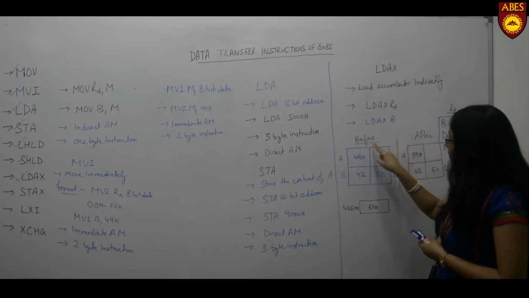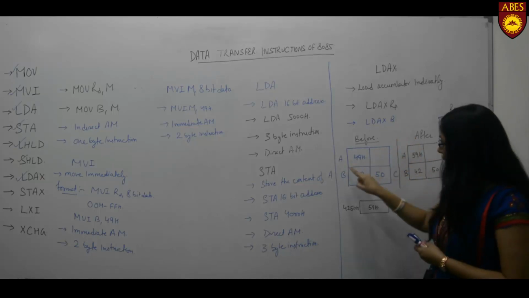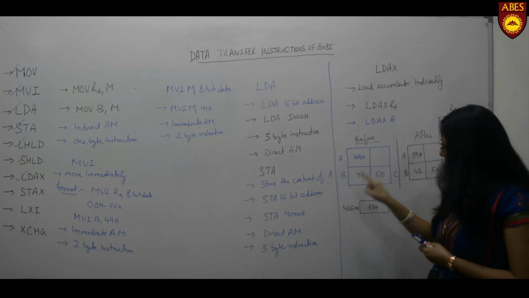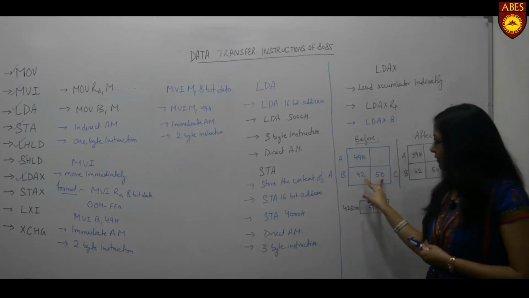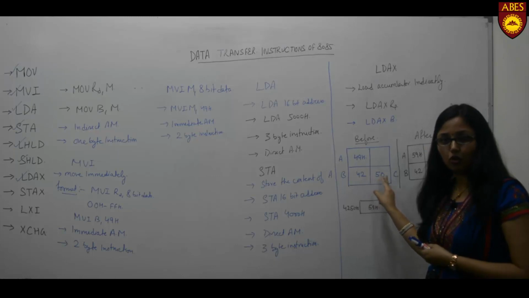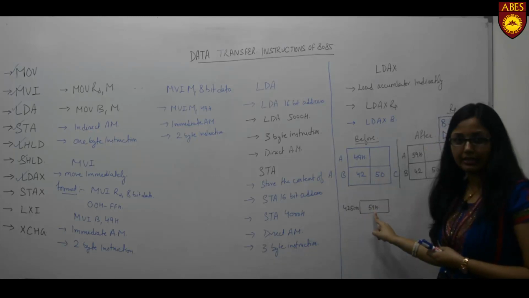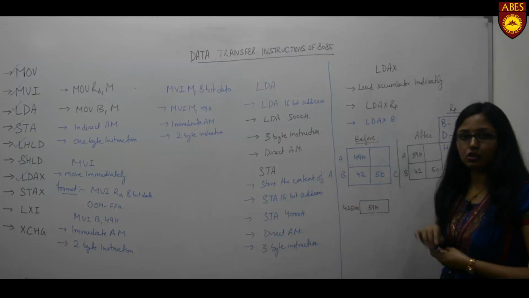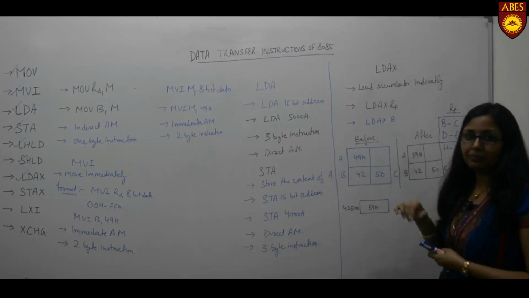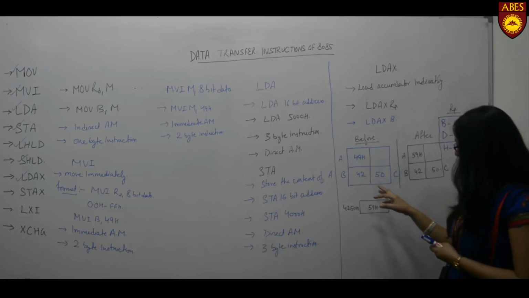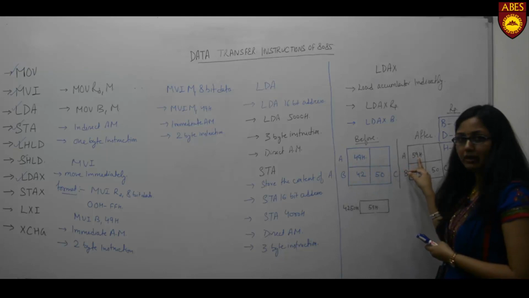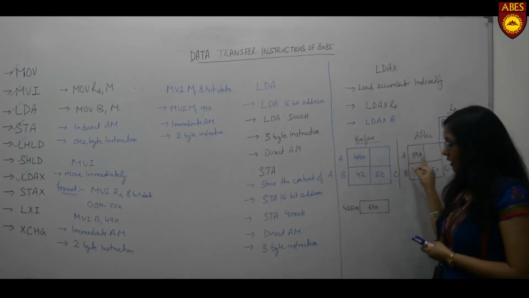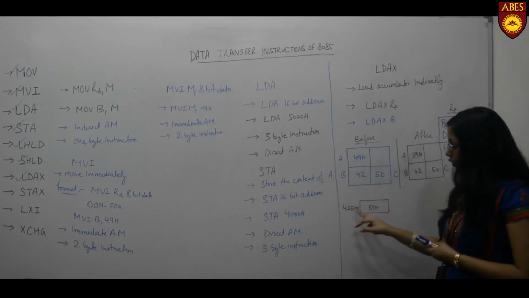For example, before the execution of this instruction, the content of accumulator is 49H, content of B register is 42H, and content of C register is 50H, and the memory location content which is pointed by BC register pair 4250 is 59H. This is the scenario before the execution of this instruction LDAX B. Now, after the execution of this instruction, the content of accumulator is changed to 59H. How? This is the content of this location.